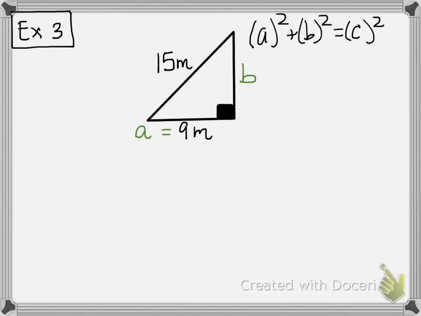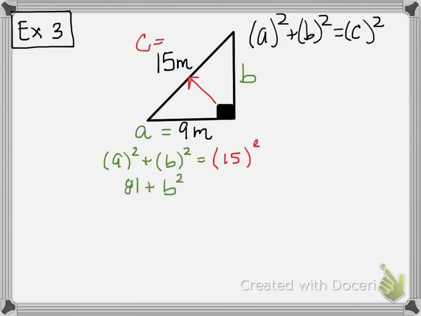And we do know that across from our 90-degree angle is our diagonal, or our longest side, and that's always the letter C. So now let's plug in some information. We have a squared, which is just 9 squared, plus b squared, which I don't know, equals c squared, which we said is 15. 9 squared is just 81, plus b squared, we can drop those parentheses, equals 15 squared, which is 225.